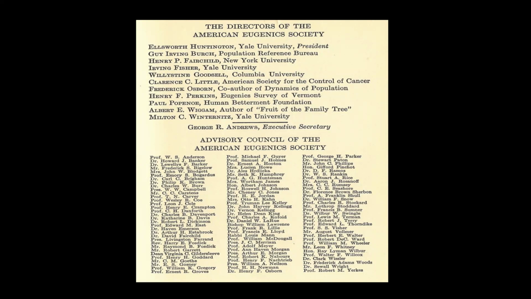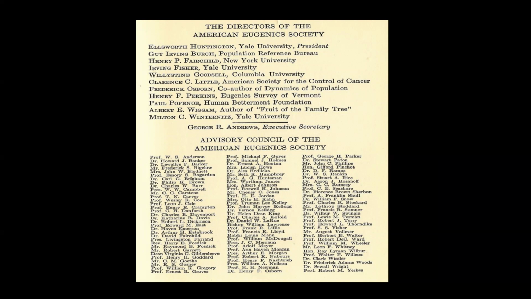And we'll see a little bit of that here. These are the directors of the American Eugenics Society. And I want you to look at who's involved so you can realize this wasn't some fringe group. The president of the American Eugenics Society was Ellsworth Huntington. He was the president of Yale University. And you'll find other important members of New York University, Yale University, Columbia University.